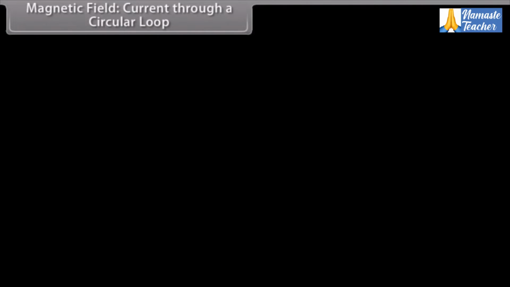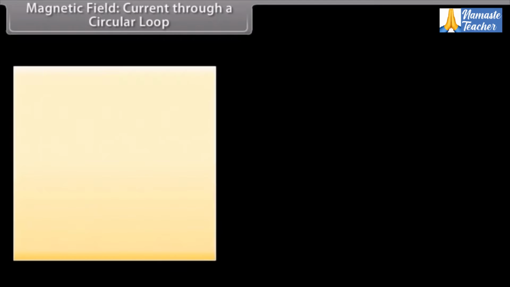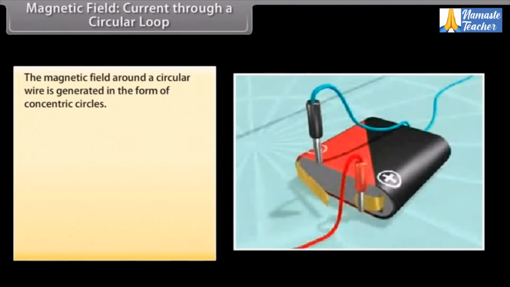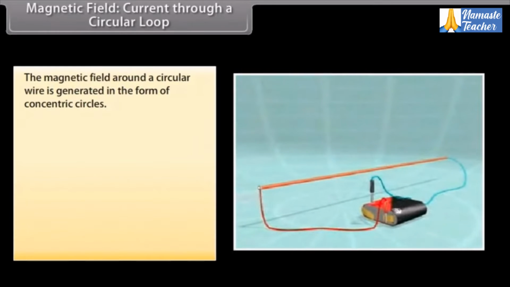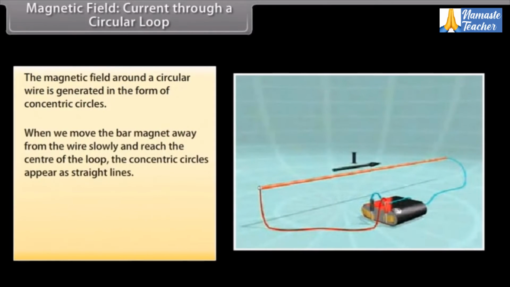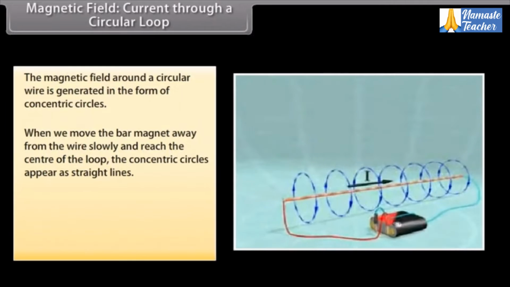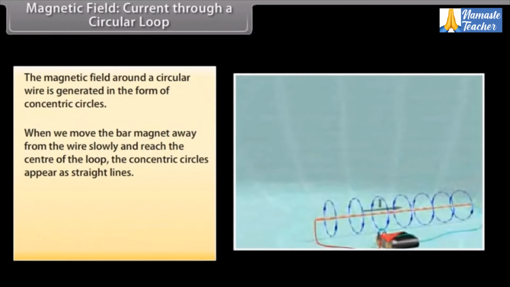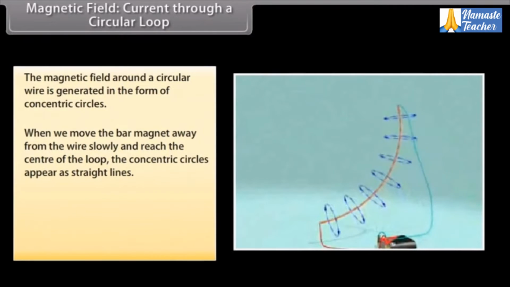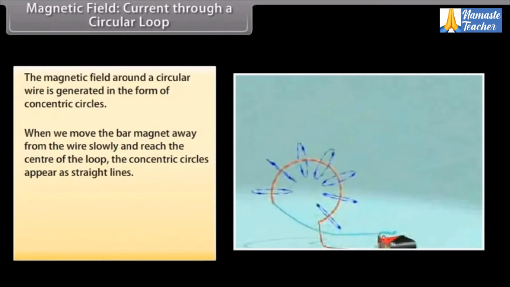Magnetic field, current through a circular loop. Let us now look at what happens when the wire through which we passed the current is placed in a circular manner. The magnetic field around it is generated in the form of concentric circles. Try moving the bar magnet away from the wire slowly. By the time we reach the center of the loop, the concentric circles appear as straight lines.